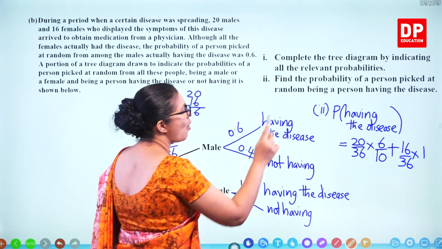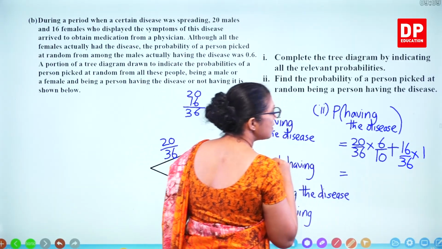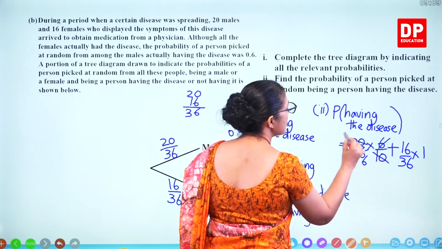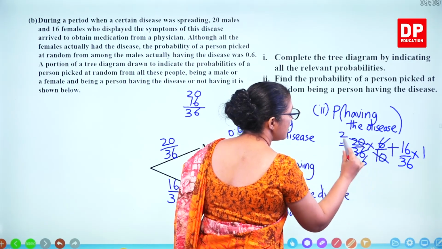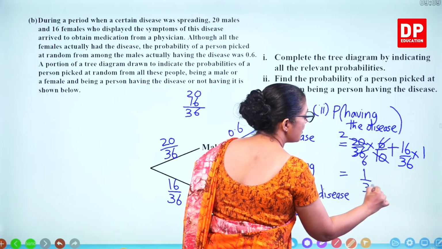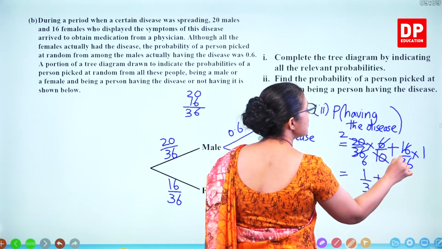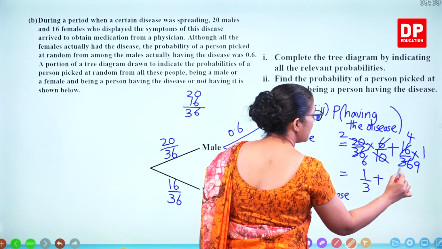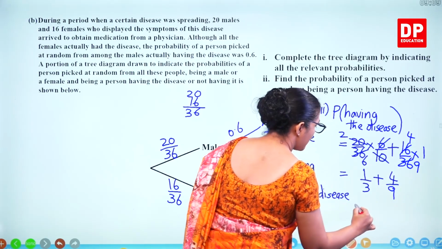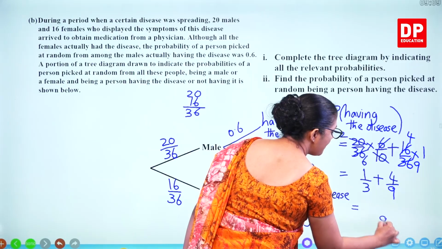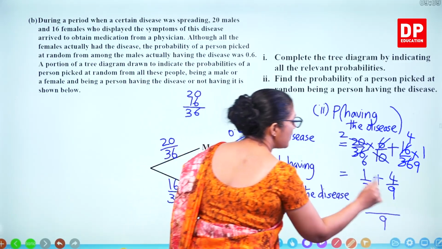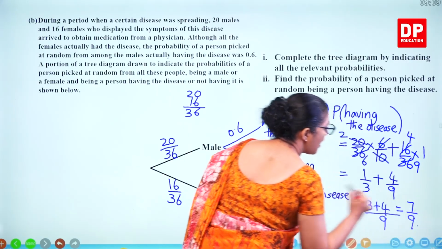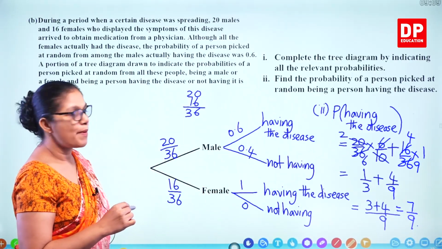So that's the probability of having the disease. Try to simplify. 6 with this 6, 10 with this 20, that's 2. And 2 and 6 again, 1 over 3. This one, 4 times 4, 4 times 9, 4 over 9. Convert to the same denominator. You get 3 and 4. So 7 over 9 is the required probability.